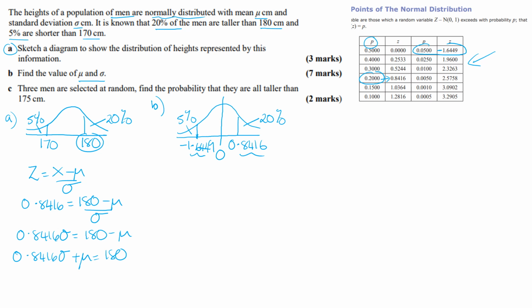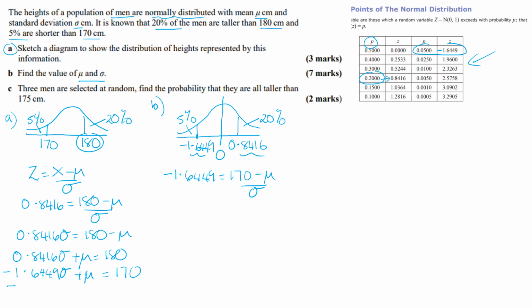Now if we do the same thing with the minus one, so minus 1.6449 is equal to 170 minus mu over sigma, cross multiply again, and if I write them underneath each other, I'm going to get minus 1.6449 sigma plus mu is equal to 170.